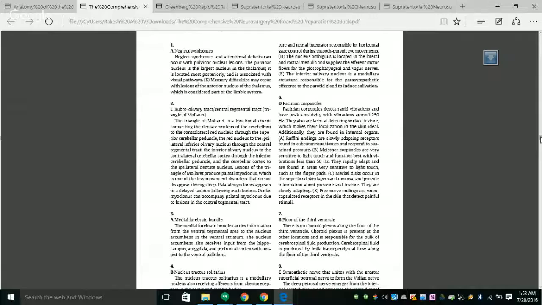So the question was to revise: a 67-year-old woman 4 months after the stroke, coming with complaints of twitching in her eyelids as a symptom, and on examination you see palatal myoclonus. The region was the rubro-olivary tract, the triangle of Mollaret. The triangle of Mollaret is a functional circuit connecting the dentate nucleus of the cerebellum to the contralateral red nucleus through the superior cerebellar peduncle, the red nucleus to the ipsilateral inferior olivary nucleus through the central tegmental tract, and the inferior olivary nucleus to the contralateral cerebral cortex.